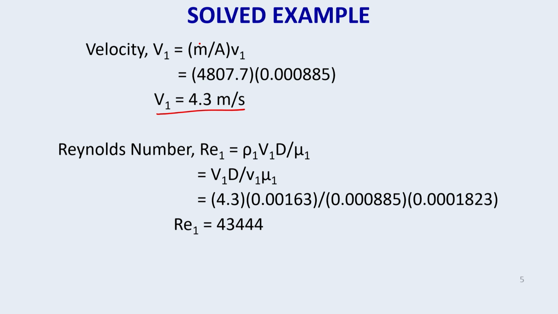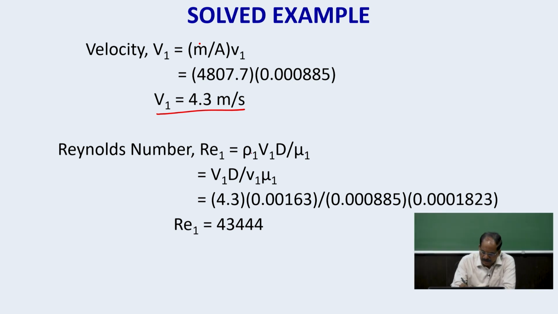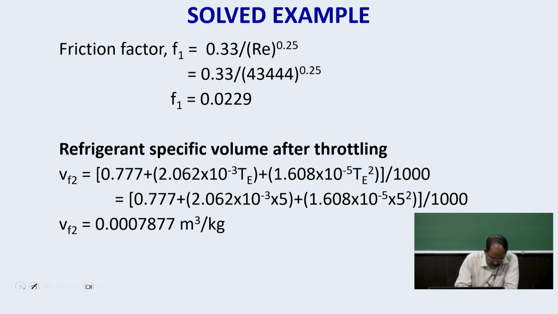So Reynolds number is given by the formula rho Vd by mu, where rho is the density, V is the velocity, D is the diameter, mu is the viscosity. Sometimes it is called dynamic viscosity. So instead of rho 1, I will substitute the specific volume small v1, that is the reciprocal. Specific volume and density are reciprocal. So all these values are known, and we will find the Reynolds number at inlet.